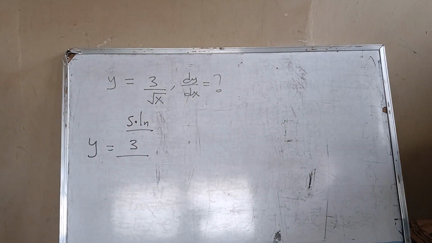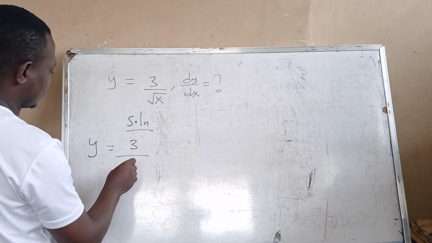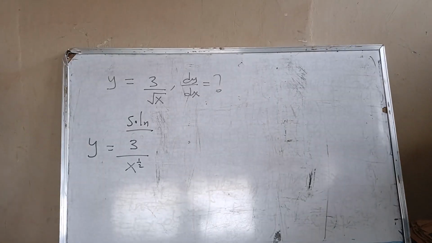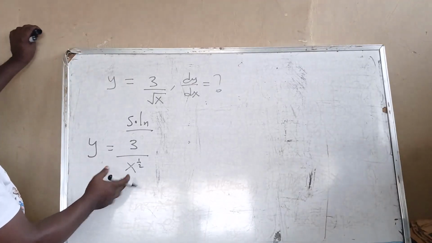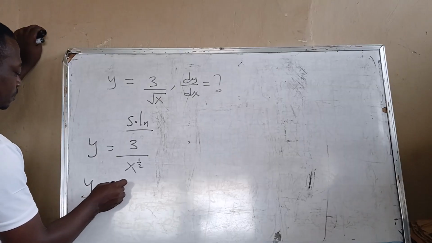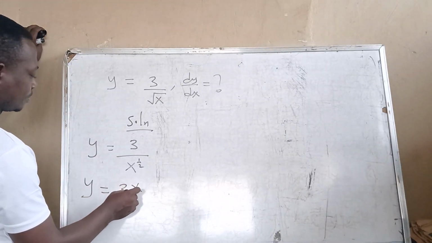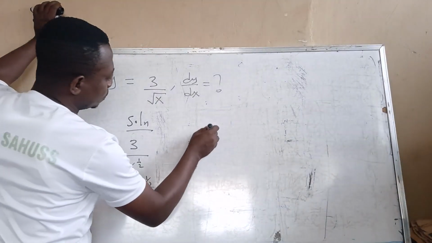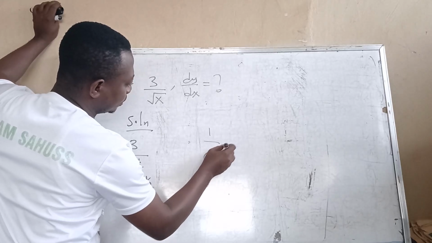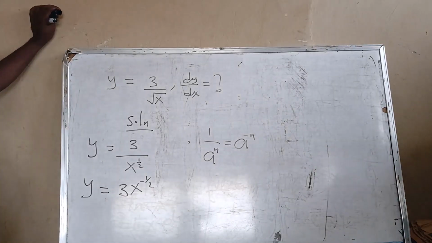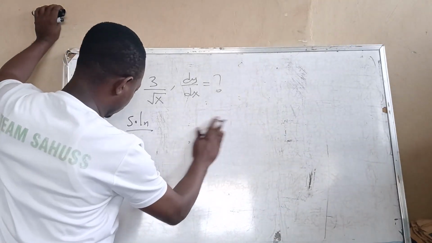Square root of x is the same as x to the power half. So I can simplify further by writing this in linear form as y equals 3 times x to the power minus half, because 1 on a to the power n is the same as a to the power minus n. You get it? Okay, so that is that.